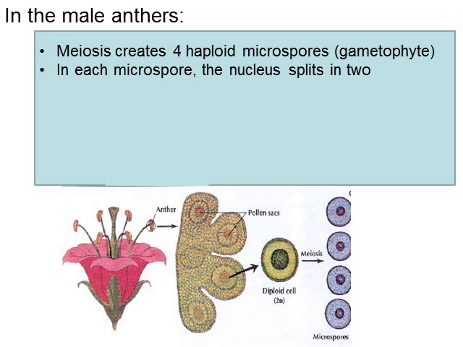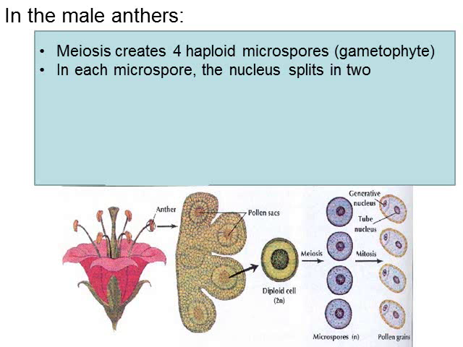And in each of those cells, there's one nucleus. But watch the picture. The nucleus of those cells will divide. So when the nucleus divides, that one cell will now have 2 nuclei. And look at all 4 of those cells, each has 2 nuclei in them. One of those nuclei, like it's labeled, will form what's called a pollen tube, which will be more important in a few moments.